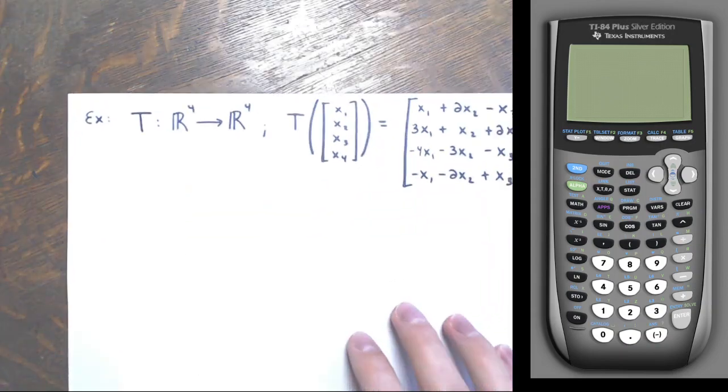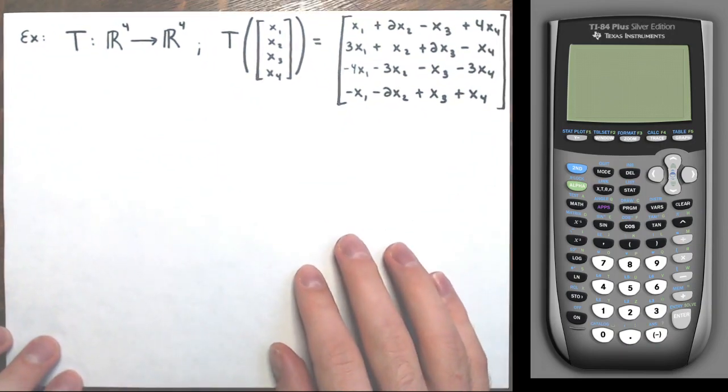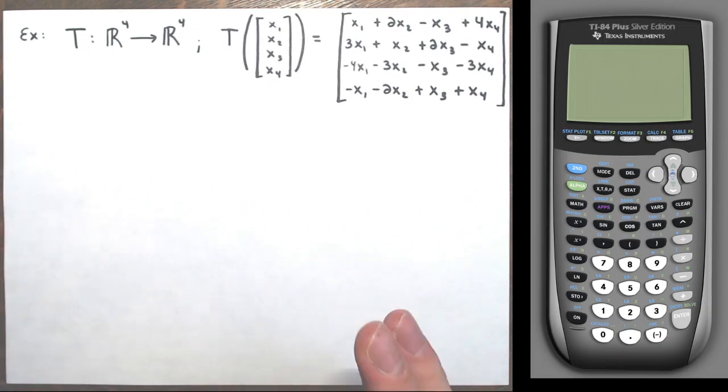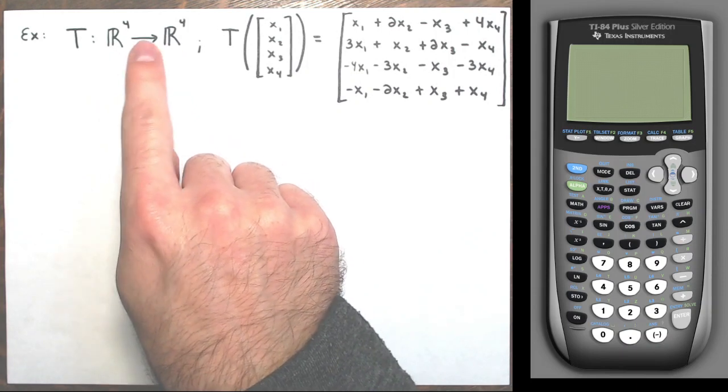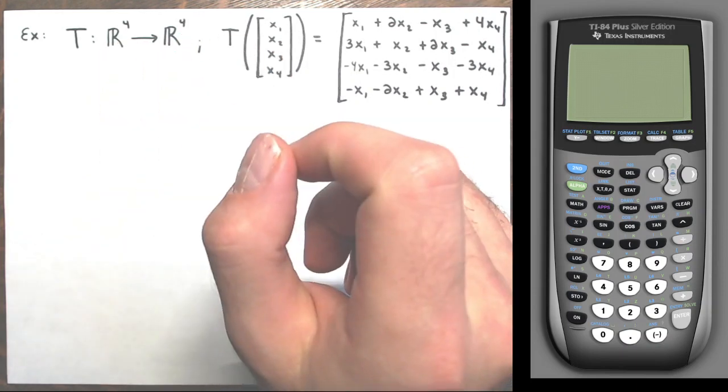So I'm gonna guess based on the pattern. I mean, I picked these out, so this is gonna be neither. All right, so here's one from R4 to R4. All right, dimension 4 to dimension 4 vector space.